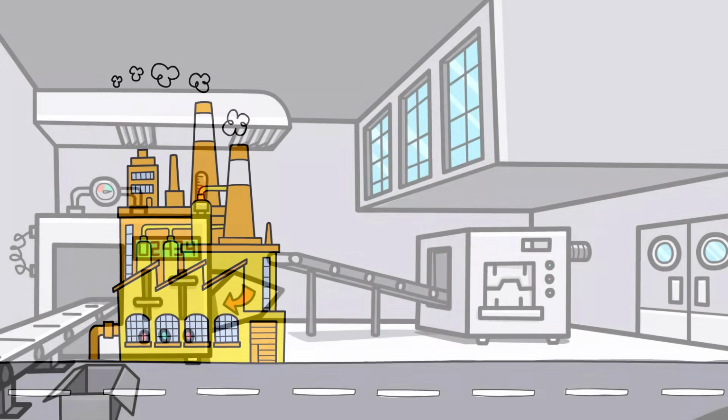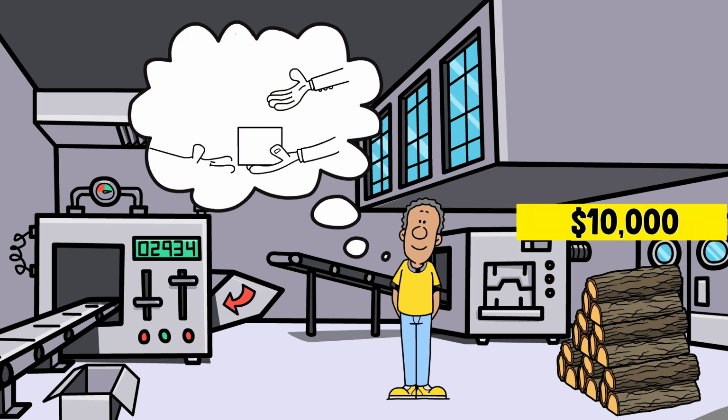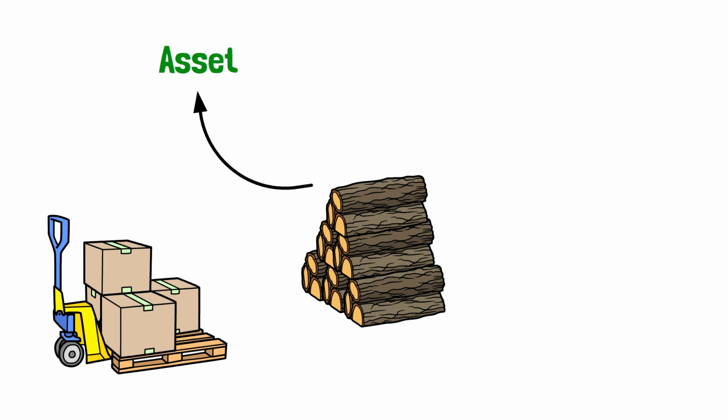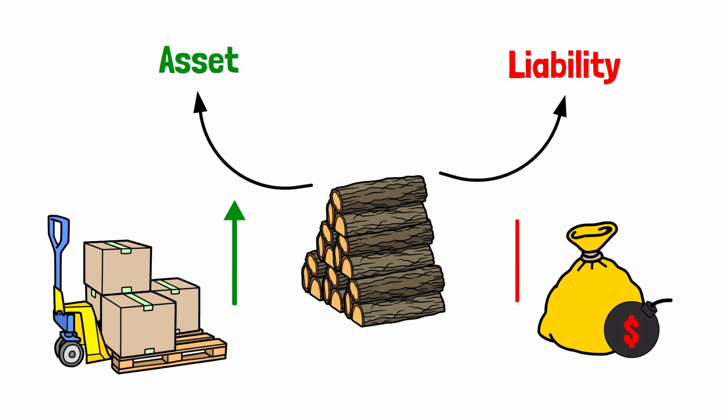Here's another example. Let's say you buy $10,000 worth of wood from a supplier, but you don't pay immediately. Your inventory asset increases. Your accounts payable, your liability, also increases. You see how that works? Every transaction has two sides.